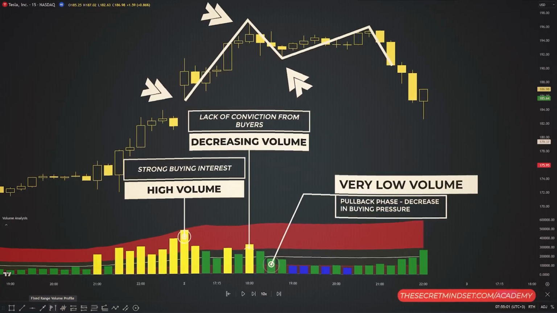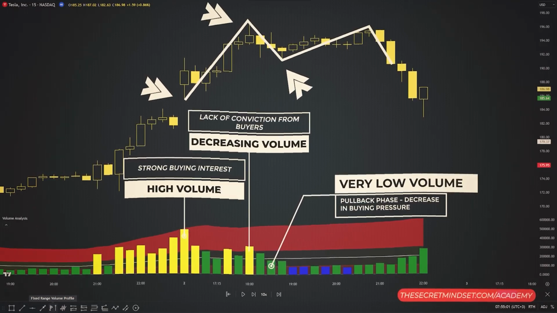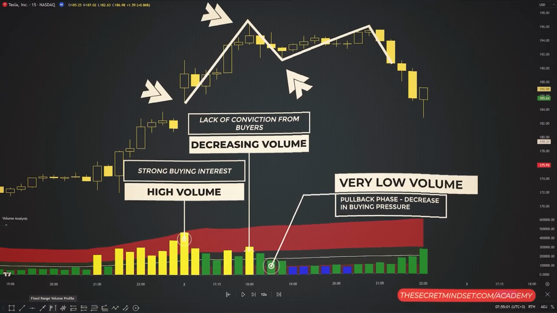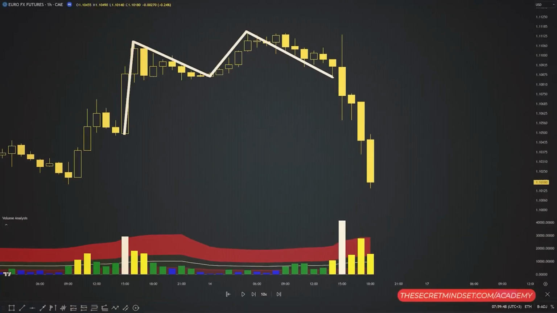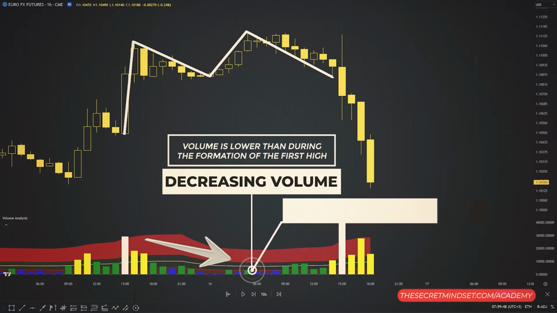After the first high, there is usually a pullback phase where the price retraces slightly. During this phase, a decrease in volume is common, indicating a decrease in buying pressure. As the price climbs towards the second high, observe the volume again. If the volume is lower than during the formation of the first high, it could indicate diminishing buying interest and potential exhaustion of the uptrend.